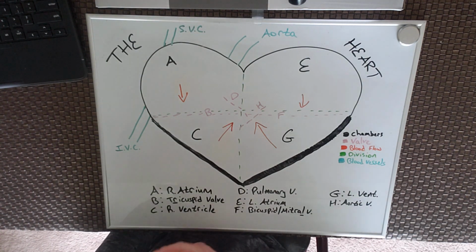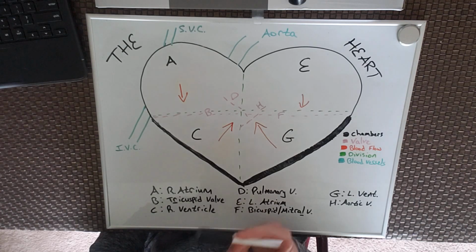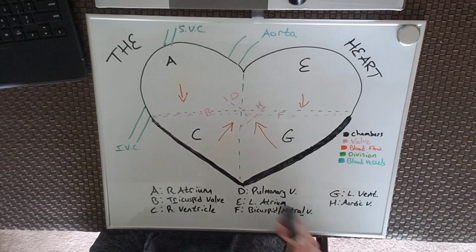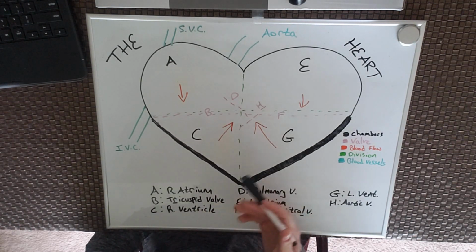Between these different rooms, just like a room in your house, you have doors, also known as valves. And the purpose, the function of a valve is similar to a door. It opens and closes to allow the blood to flow.